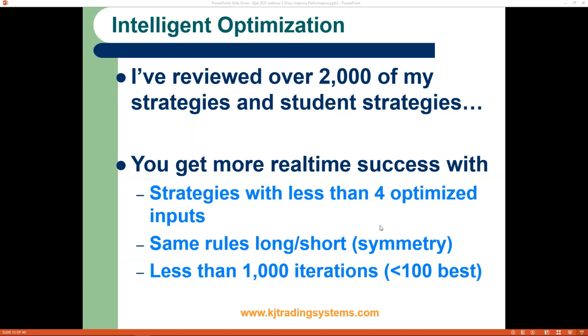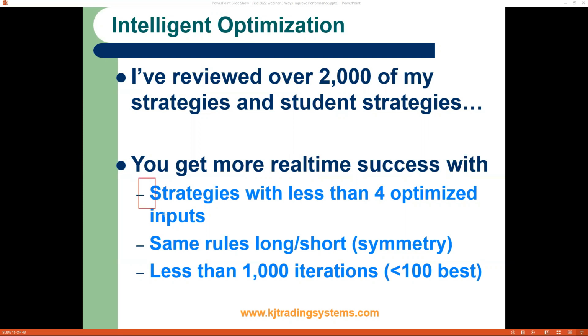And I kind of analyzed them for what do the good ones have in common? What do the bad ones have in common? Okay. And here's what I found. Real-time success. You have a much better chance of real-time success when you have strategies with the following.